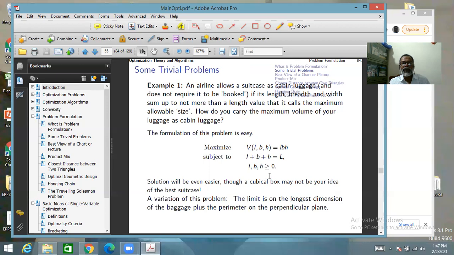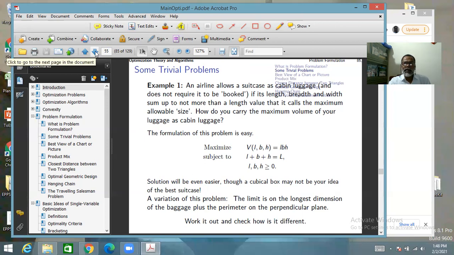That's a different thing. In a variation to this problem, there may be another airline which says that no, our definition of size is the length plus the perimeter on the other plane, perpendicular to the length. So in this case also you can work out a way to carry maximum volume. So you work it out and check in what manner it differs from here.